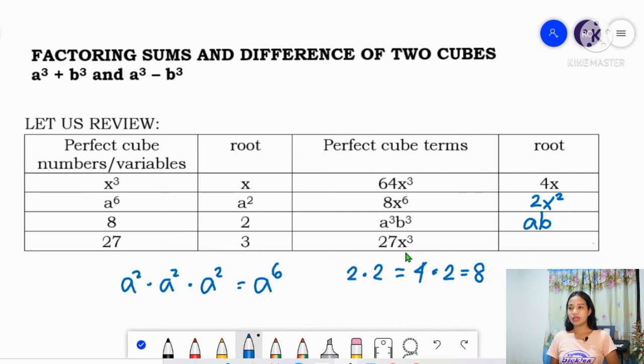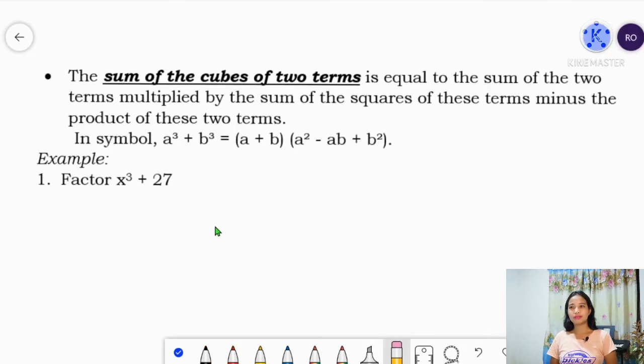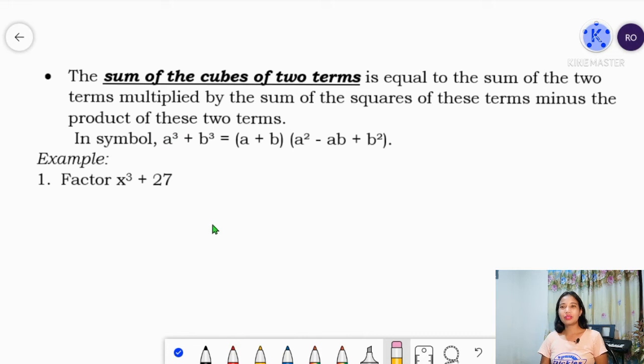Okay, so next is 27x cubed. So the root of 27 is 3. If we multiply 3 times 3 times 3, so the answer is 27. And the root of x cubed is x. Importanteng malaman ninyo ang roots ng mga perfect cube terms para mas madali nyo ma-factor out ang sum and difference of two cubes. Pag-aralan muna natin ang factoring the sum of the cubes of two terms.